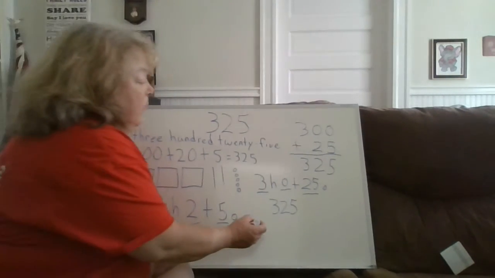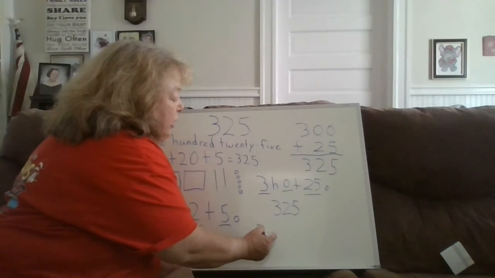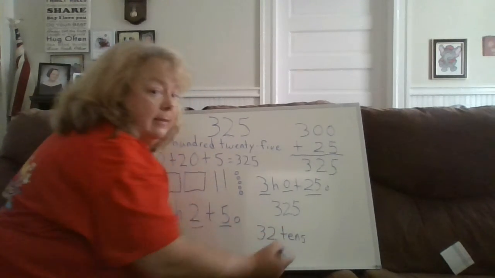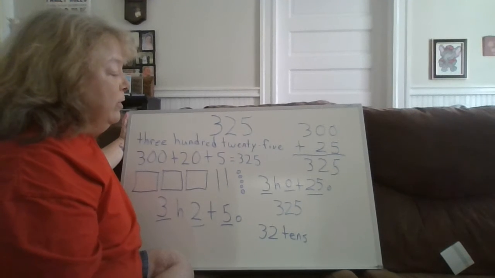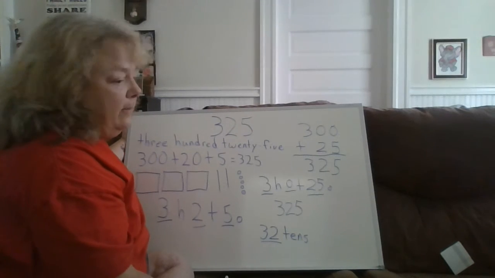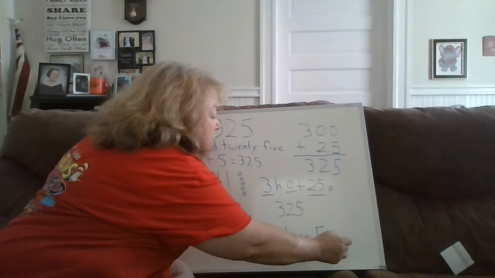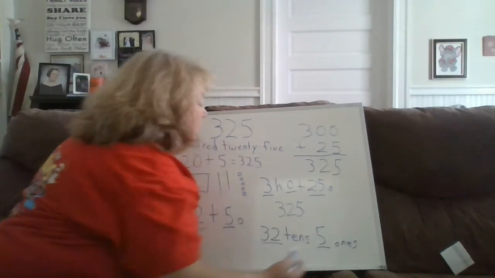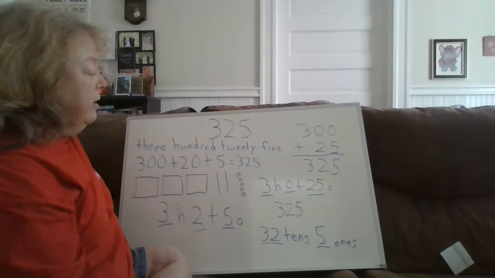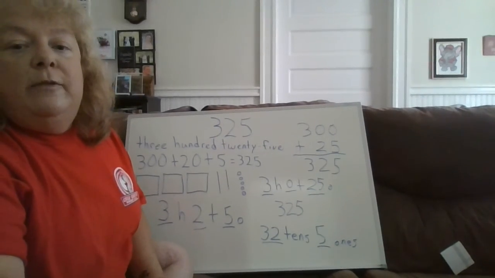Ooh, that's a good one. What about if I don't put any hundreds and I put 32 tens? And how many ones would I need to make 325? If I put 32 tens, how many ones would I need? I would need 5, right? 5 ones. So does that make 325? Yep, it does. 32 tens and 5 ones makes 325. That's a good one.